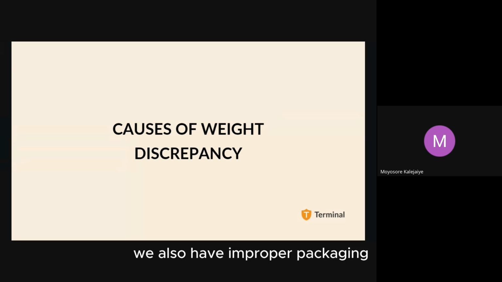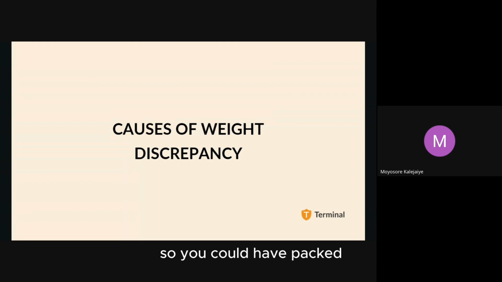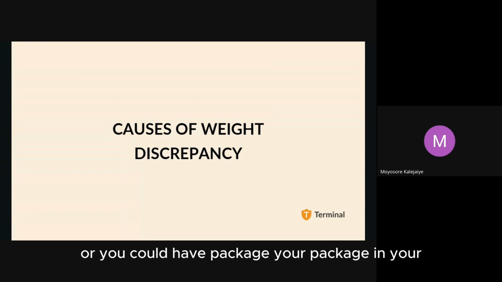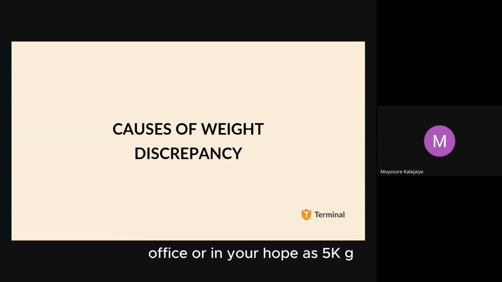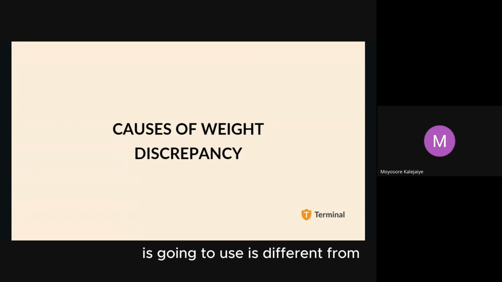We also have improper packaging. Improper packaging means that there are different packaging materials and methods used by different shipping companies. You could have packaged your package in your office or in your hub as 5 kg, but the packaging material that the shipping company is going to use is different from the packaging material that you have used. That can also be an issue.